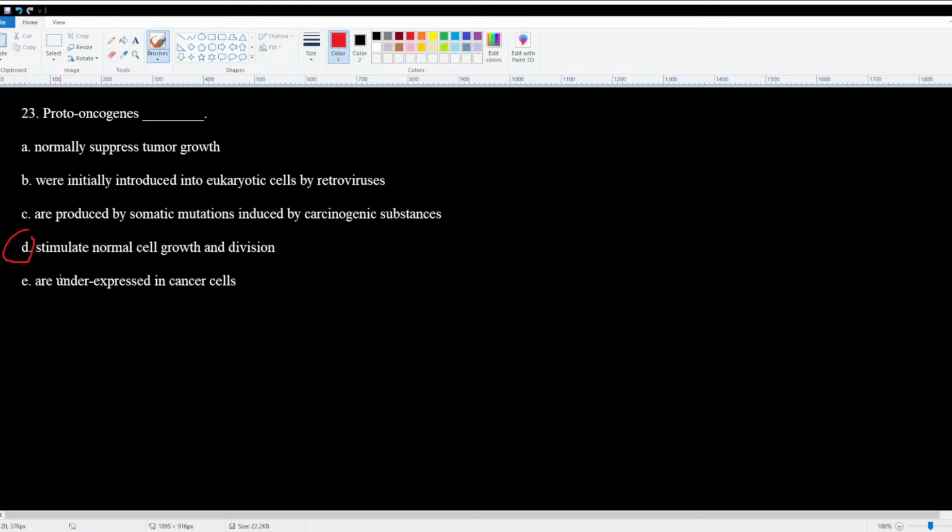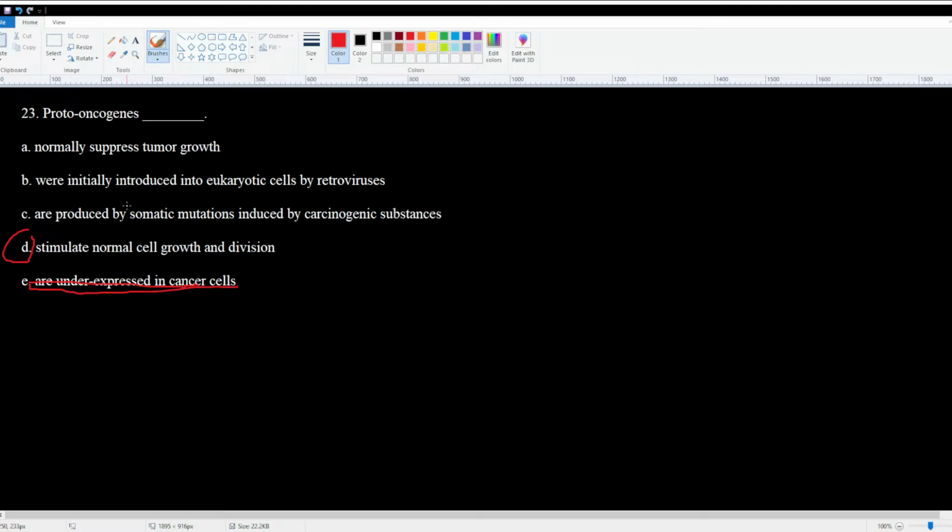Proto-oncogenes stimulate normal cell growth and division. So that's proto-oncogenes. That's before they're actually activated. Oncogenes would code for increased cell growth and division, which leads to tumors, right? So proto-oncogenes are underexpressed in cancer cells. Well, they wouldn't be underexpressed in cancer cells. They just wouldn't be expressed at all because it would just be oncogenes at that point. So it can't be E.